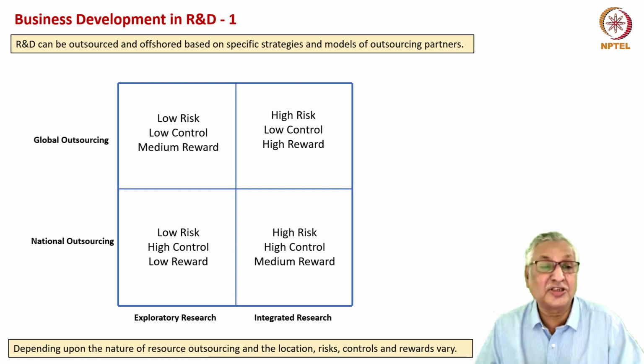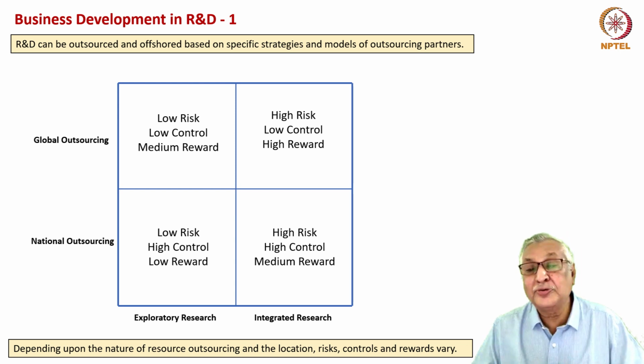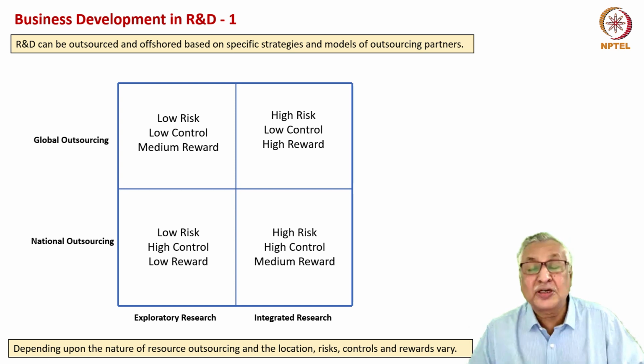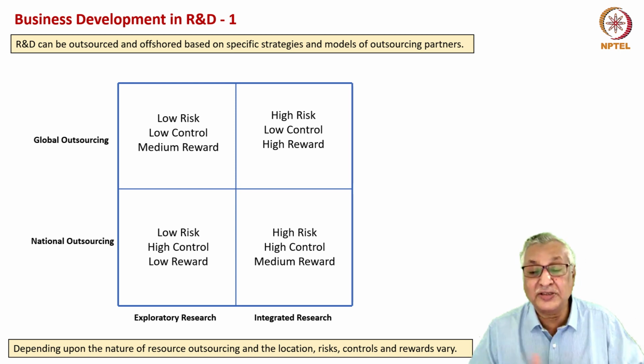Let's say you want to do integrated research through global outsourcing. It will mean high reward because you would be able to generate a new product line through this. You can develop new generation products incorporating the best of global technologies. You would have low control because once the contract is defined and stage gates and metrics are specified, there is little else you can do as part of the control. And there could be high risk because the global outsourcers always undergo certain ownership transformations. There are changes in the global CDMO business from time to time. So it could be a high risk business.